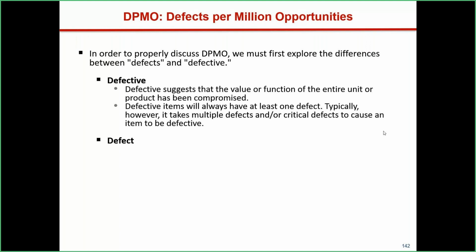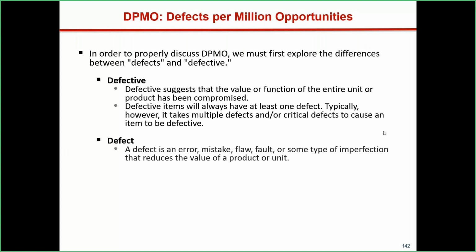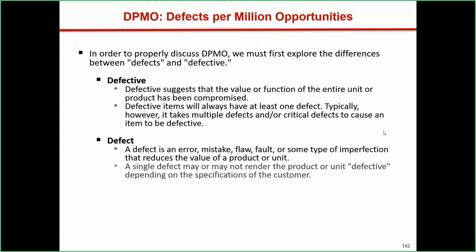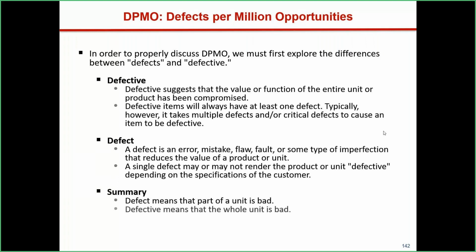Defect. A defect is an error, mistake, flaw, fault, or some type of imperfection that reduces the value of a product or unit. A single defect may or may not render the product or unit defective depending on the specifications of the customer. Summary. Defect means that a part of a unit is bad. Defective means the whole unit is bad.